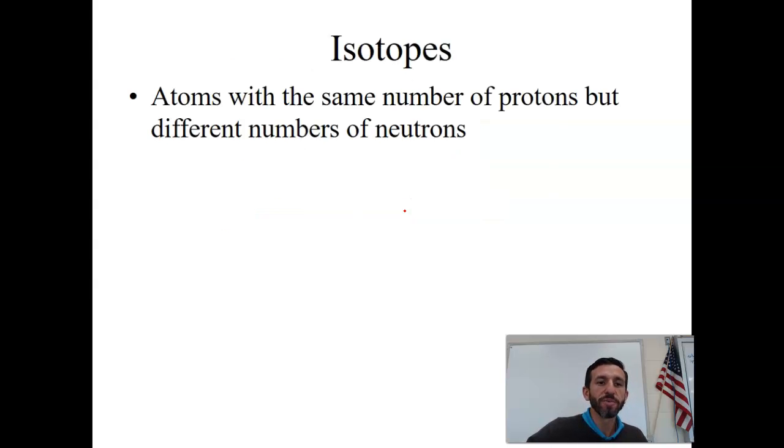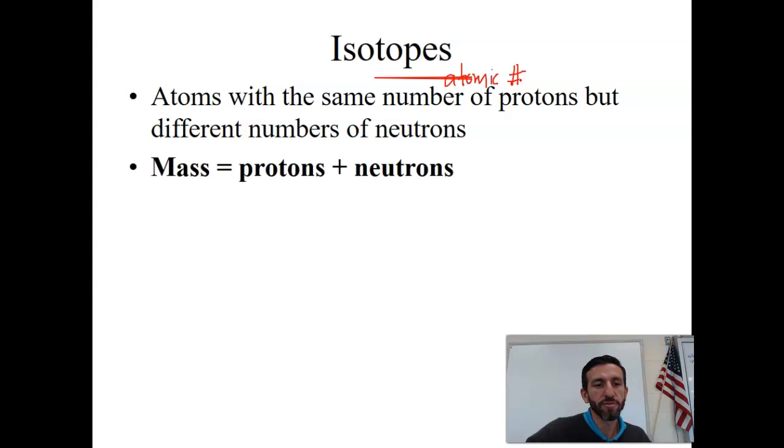All right, isotopes. So what are they? Isotopes are atoms with the same number of protons but different number of neutrons. Okay, so same number of protons means they have the same atomic number. So two atoms with the same atomic number, same number of protons, and different number of neutrons. Okay, the mass of an atom is going to be protons plus neutrons. All right, so there's our definition for isotopes.